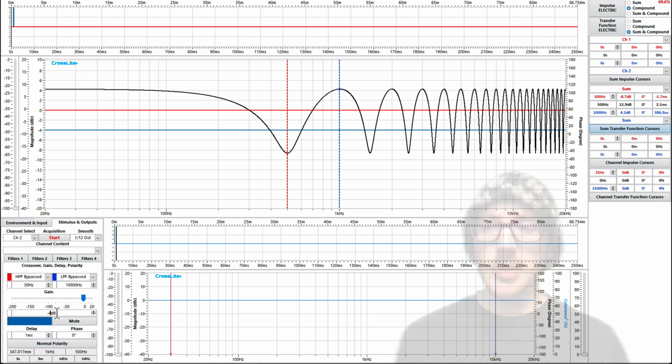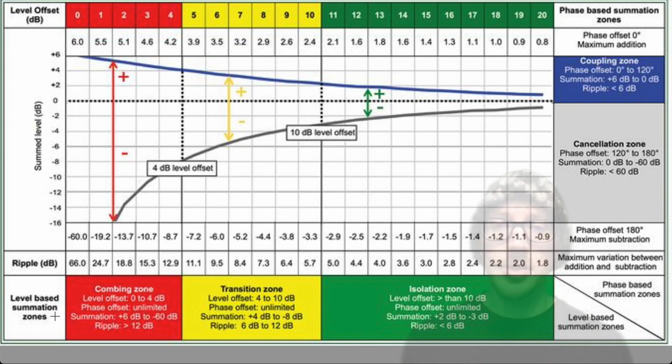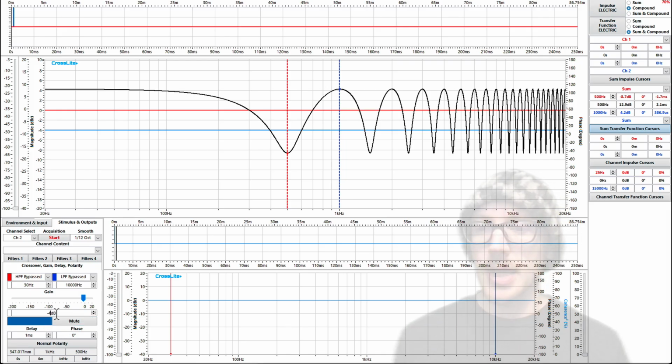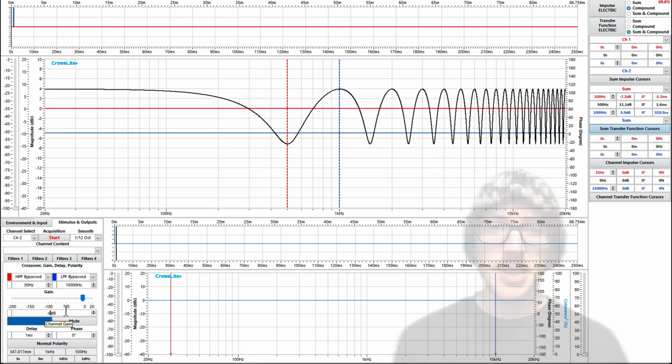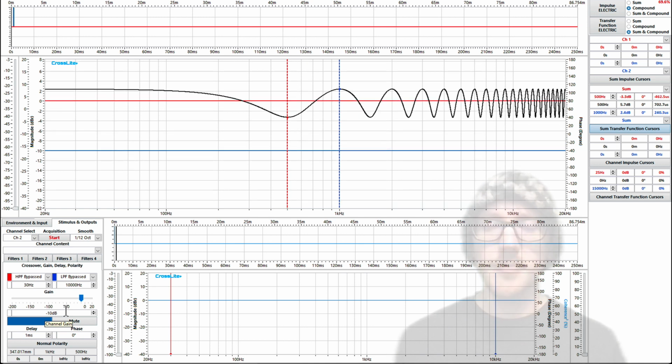Okay, so that's the combing zone in terms of level offset, anywhere between 0 and 4 dB. Let's look at the next one, the transition zone, 4 to 10 dB, where the ripple should be between 6 and 12 dB. So now I can turn this offset up even more: 4, 5, 6, 7, 8, 9, 10. Now the ripple should have changed from 12 to 6 dB. And I can see over here that the delta says 5.7 dB between this valley and this peak. So let's keep going.